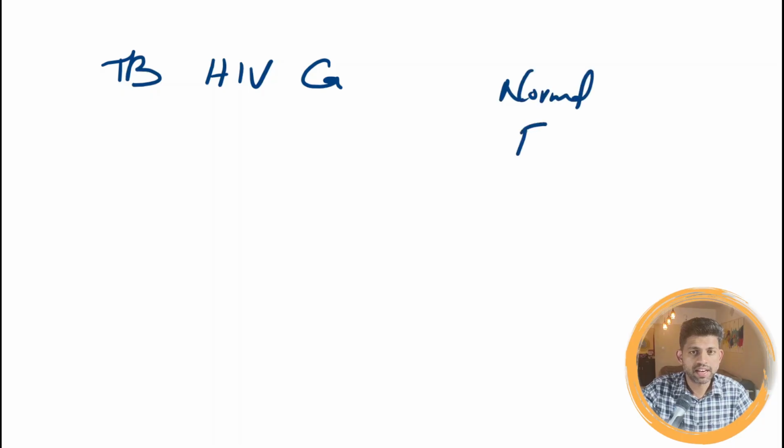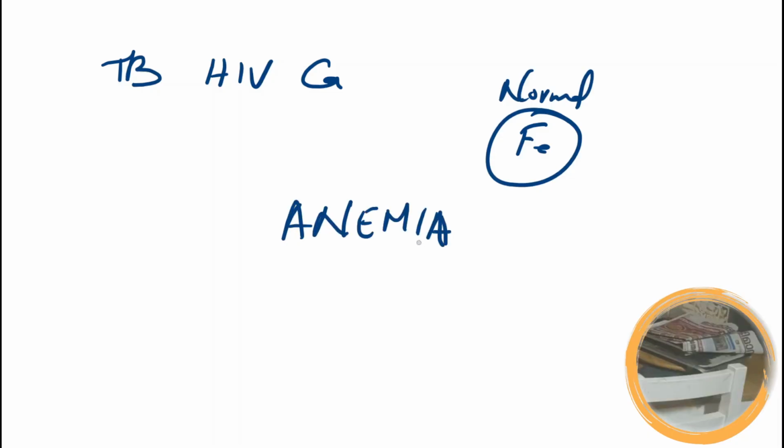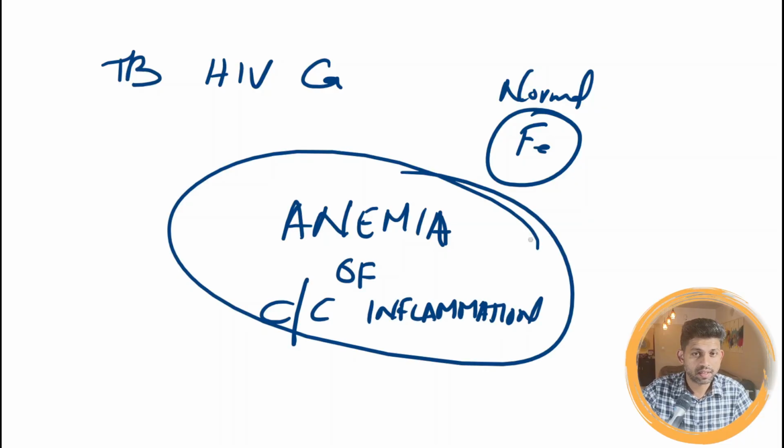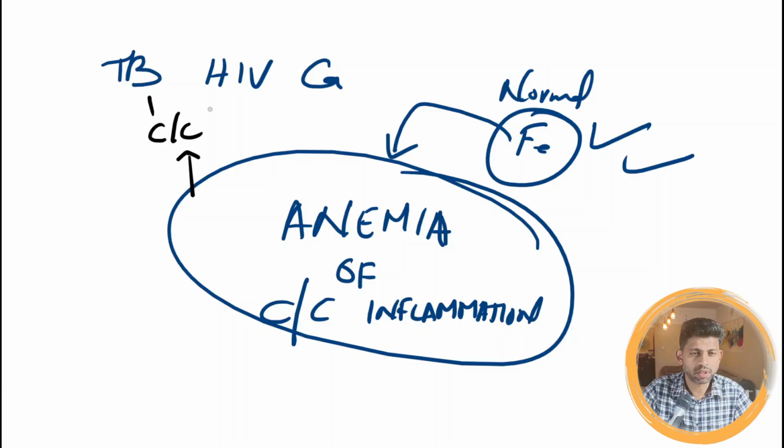Why is it that in diseases like tuberculosis, HIV, cancers, etc., despite having normal iron stores, patients end up having anemia? In this video, we look at anemia of chronic inflammation, where iron is present but it is unavailable for production of RBCs. This can happen in any chronic disease like tuberculosis, HIV, osteomyelitis, etc.